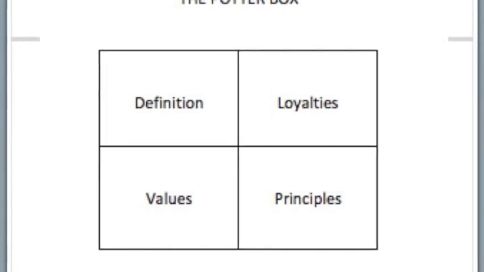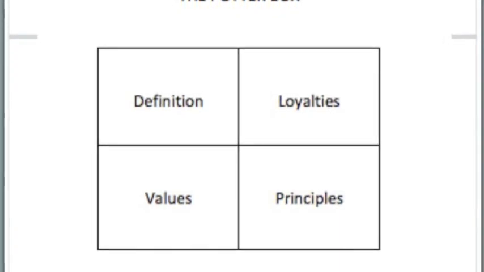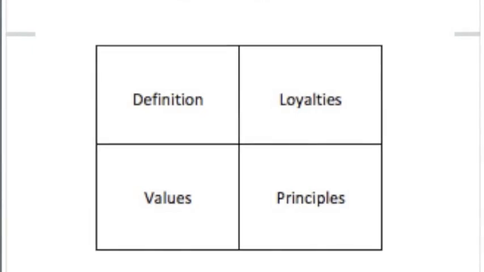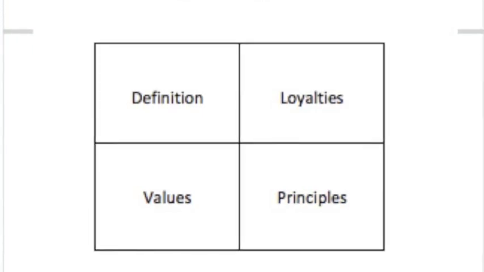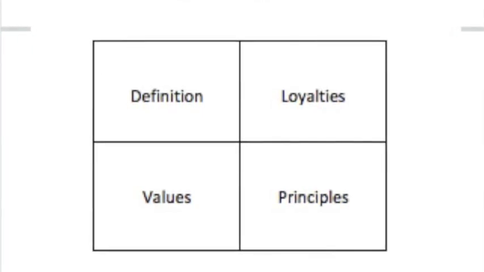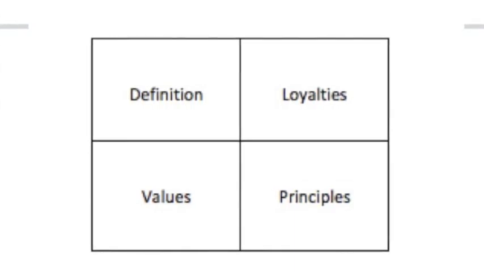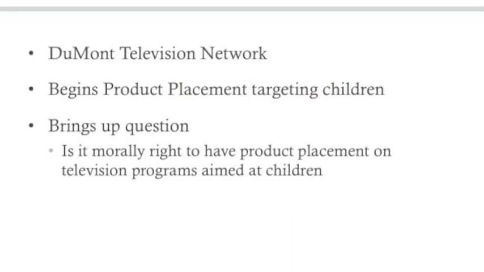So what we're going to do is run through the Potter Box model of reasoning to hit on all four steps, and that will give us a better understanding of how ethical decisions are made, as well as test the moral standing of choosing to use product placement.